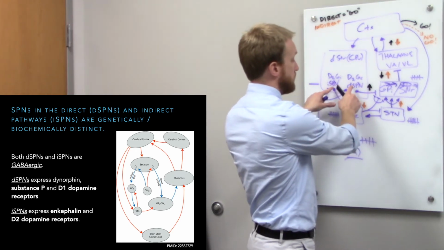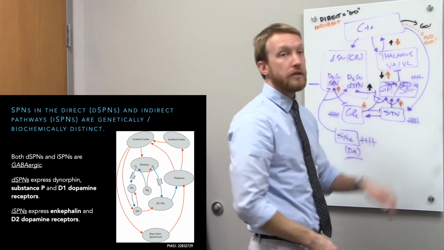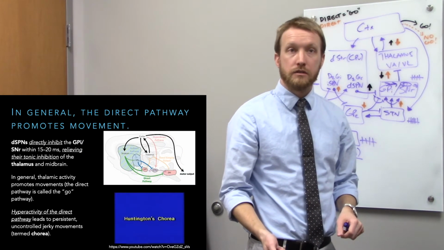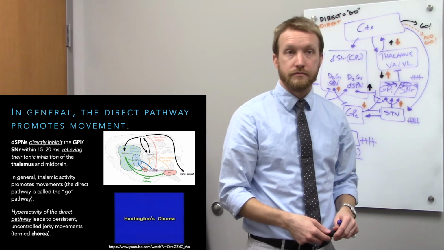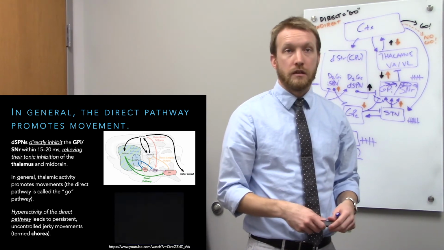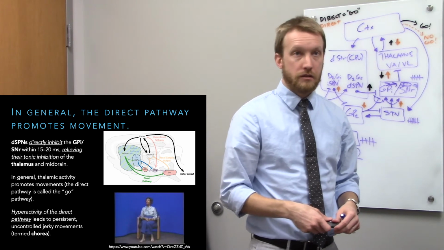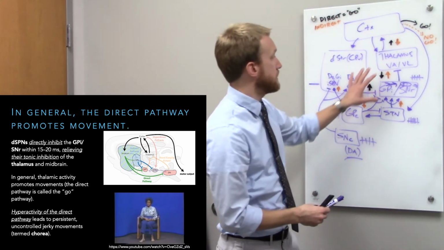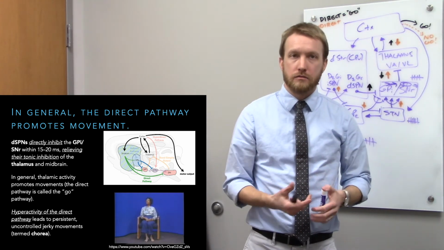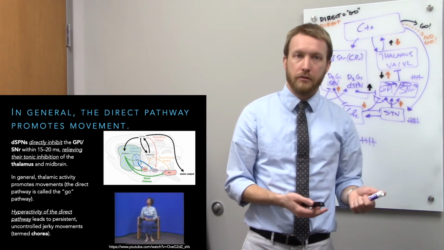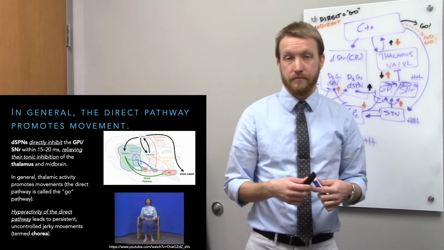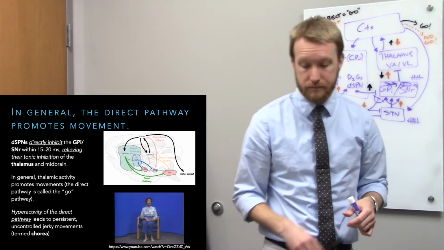These different populations then project along different pathways that have different effects on motor function. What the direct pathway is going to do is stimulate movement. That's its job. So, the direct spiny projection neurons disinhibit the thalamus so we can do stuff. Now when there's an imbalance, where we have hyperactivity of the direct pathway compared to the indirect pathway, we see an excess of movement. And that's what we see in Huntington's chorea.